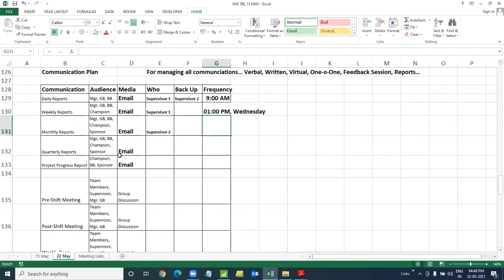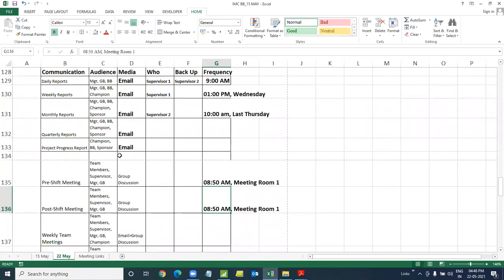Monthly reports. So we can talk about, say, 10 a.m. in the morning, and you can have a specific day or date, like say last Thursday of every month, or probably you want to give a date. Quarterly reports, you can similarly define a timeline. Pre-shift meeting, say 8:50 is when you want to have a pre-shift meeting, in some meeting room one, which needs to be blocked as per your meeting calendar, so people know where to come for the meeting. No last minute confusions.